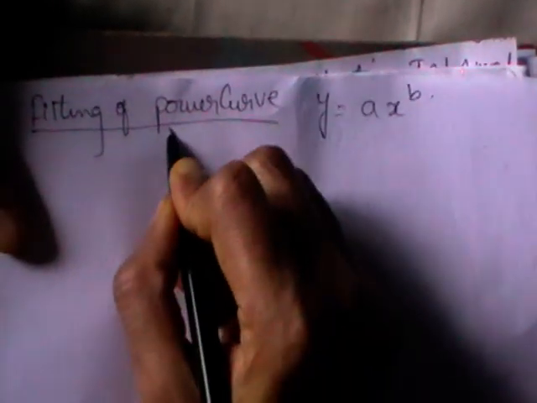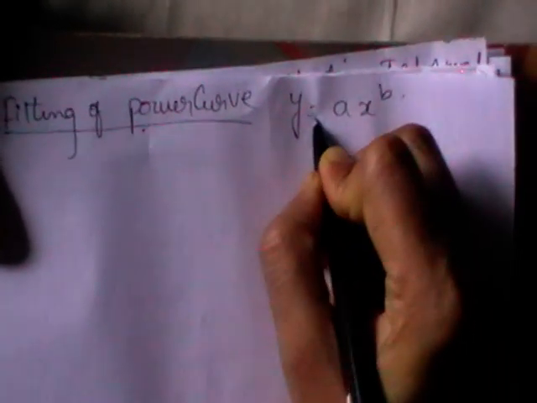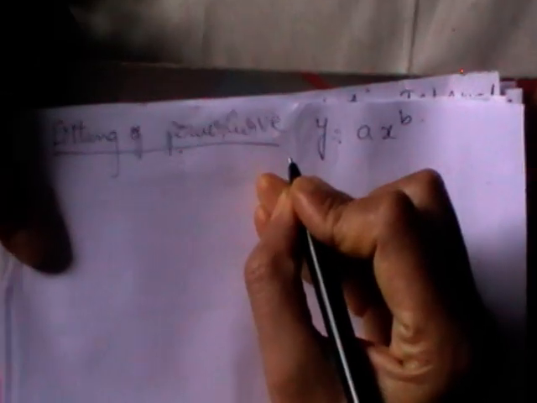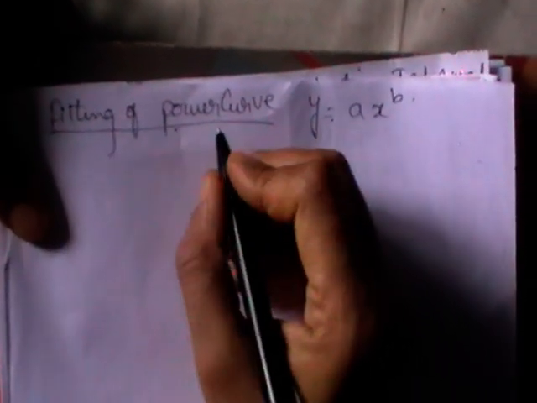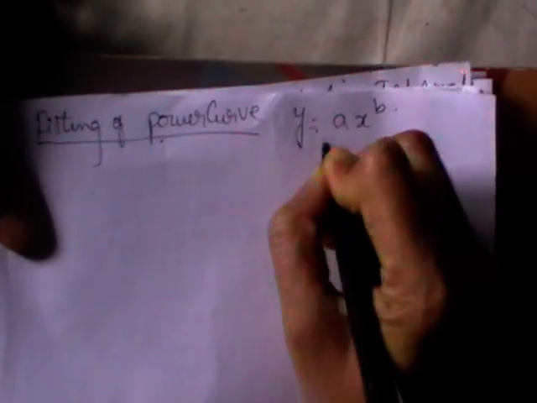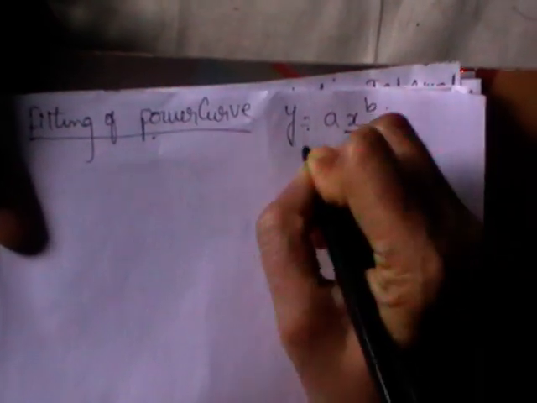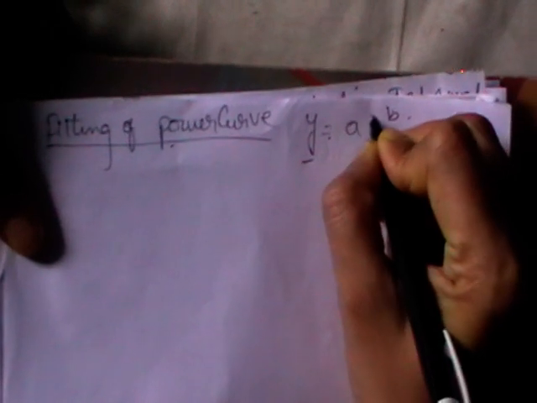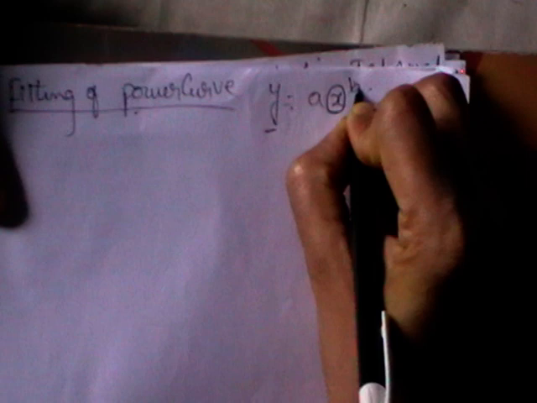So the last curve to be discussed is nothing but the power curve. I told you not to confuse between exponential and power curves. If you observe, what are the two variables here? x and y are the variables, a and b are the constants. If you observe, x is in the base place, not in the power or exponent place.